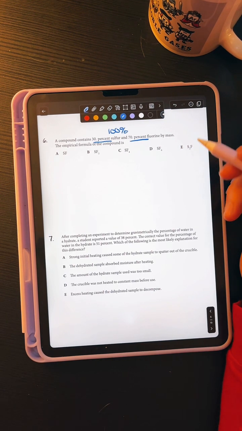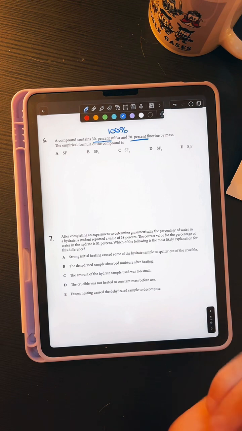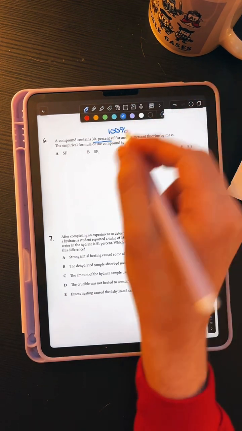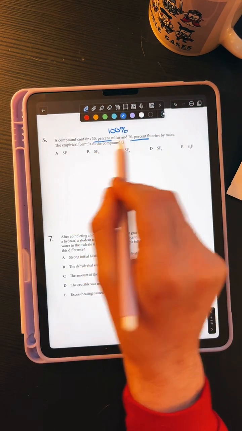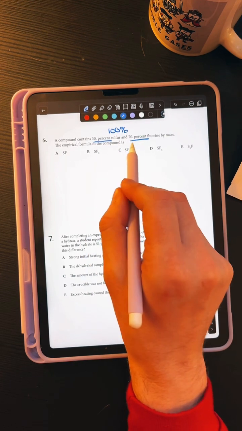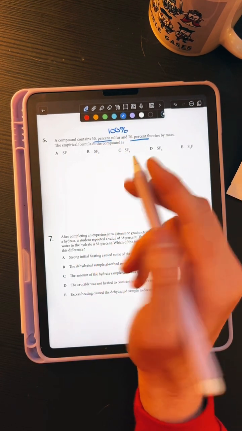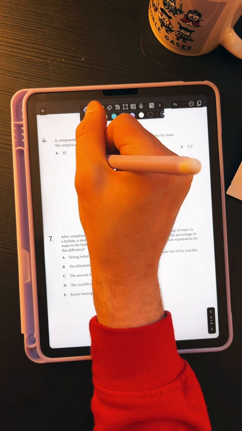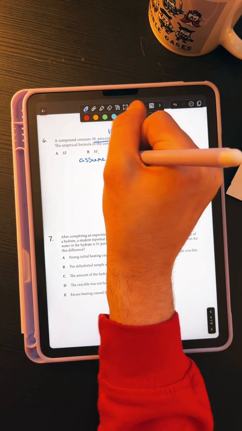Assume 100 grams. Yes, absolutely. I see a couple of you putting that in. So, 100-gram sample, because we only have two things in our sample, and they both add up to 100%, we can do something called assume 100 grams.